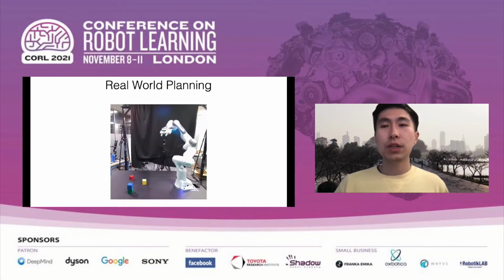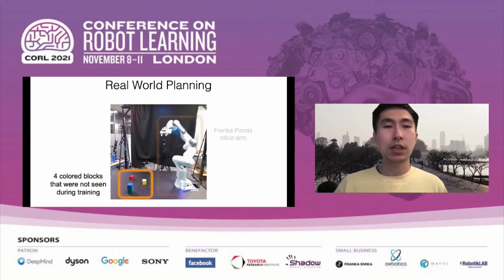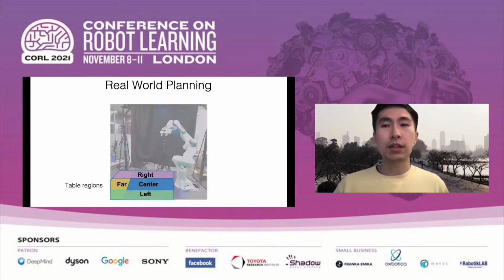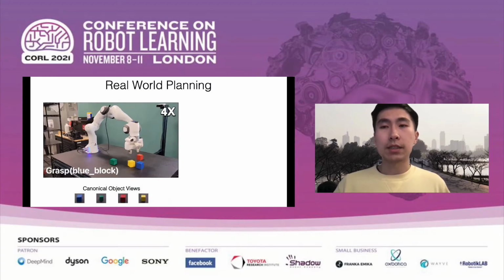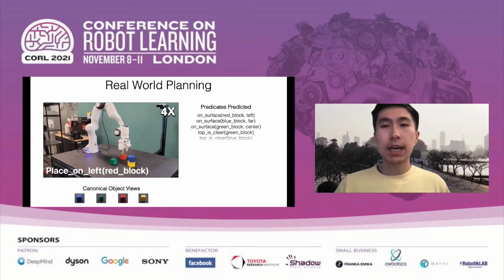Next, we demonstrate how SORNet's predictions can be useful in real-world planning. Here is our experiment setup. On the tabletop, there are 4 colored blocks that were not seen during training and a Franka robot arm. The table is divided into 4 overlapping regions. Given an input RGB frame and a set of canonical object views as queries, SORNet generates a list of logical predicates indicating the current state of the objects.